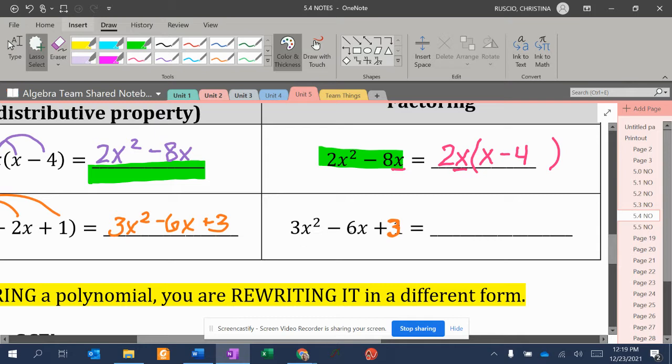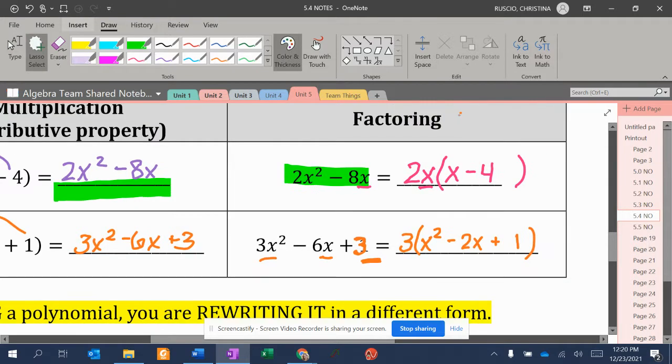So what number divides evenly into 3, 6, and 3? That's 3. And then can I factor out any x's? No, because this last term here doesn't have an x. This has an x, this has an x, but they all have to have an x. Remember, greatest common factor. So 3 times what will give us 3x squared? X squared. 3 times what would give us minus 6x? Minus 2x. 3 times what will give us plus 3? A positive 1. This is the process of factoring out the GCF.